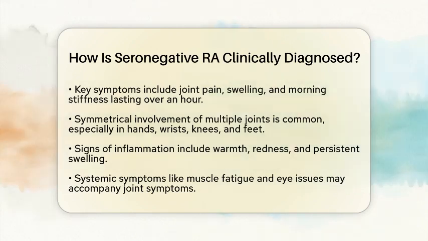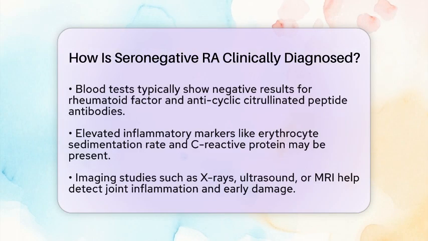Imaging studies are another essential component. X-rays, ultrasound, or magnetic resonance imaging can help detect joint inflammation and synovitis, which is the inflammation of the joint lining. These imaging techniques can also reveal early joint damage, such as erosions or changes in bone structure, which support the diagnosis when blood tests do not show typical markers.